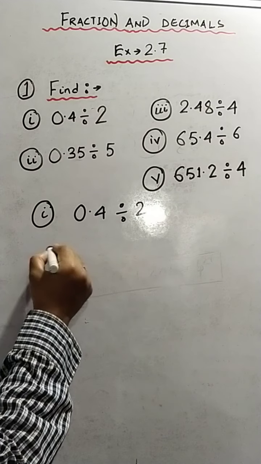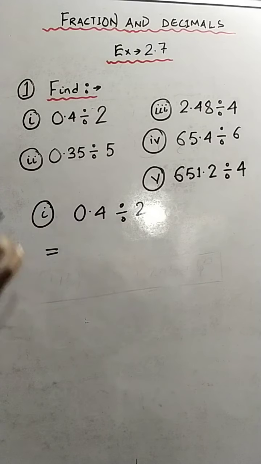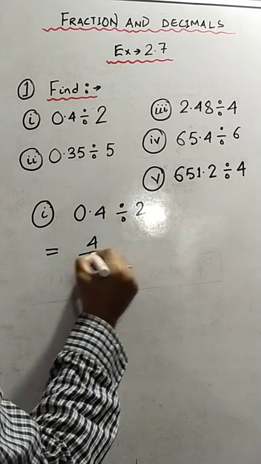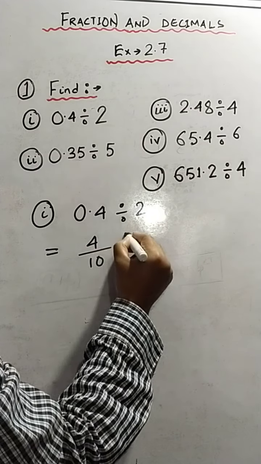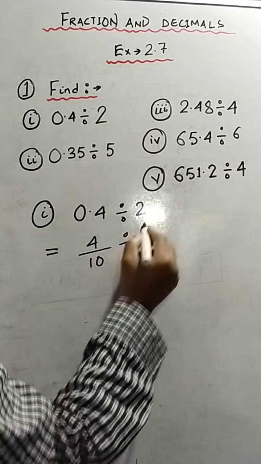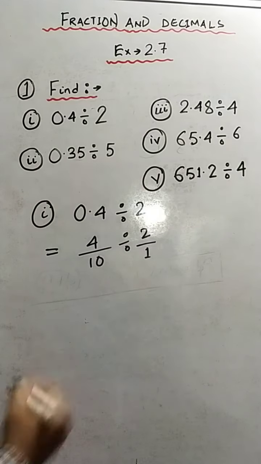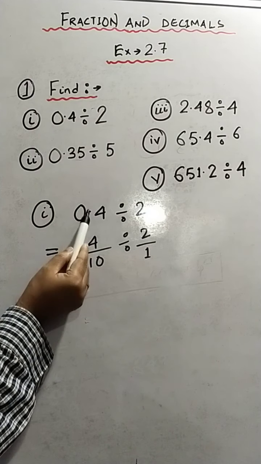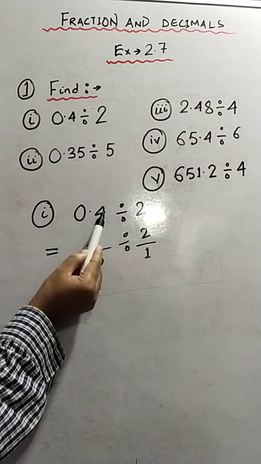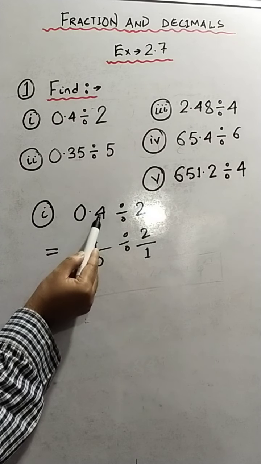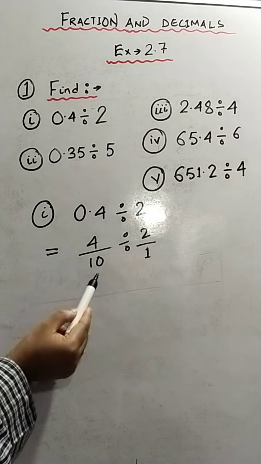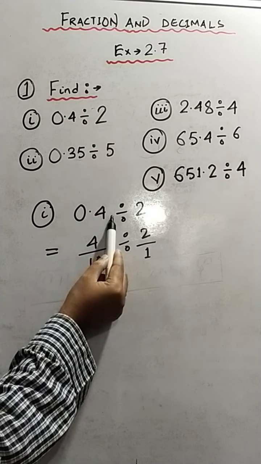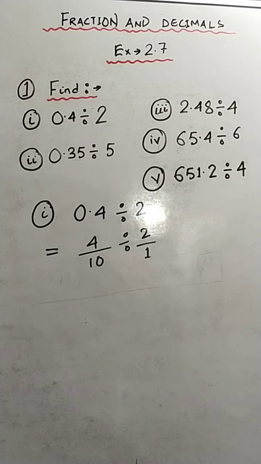So what is the first thing we have to do? We have to first convert the decimal form to a fractional form. That is 4 upon 10 divided by 2. So 2 means what? 2 upon 1, isn't it? So why 4 upon 10? Why am I dividing 4 by 10? Because after the decimal how many digits are there? So as we have learned, that means 1. So that is the reason we are dividing 4 by 10. If there would have been 2 digits, then we would have divided by 100.